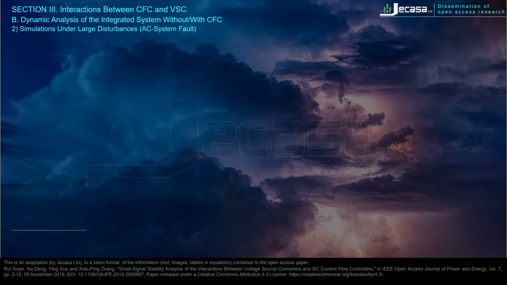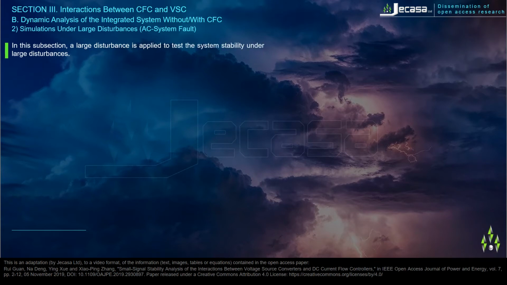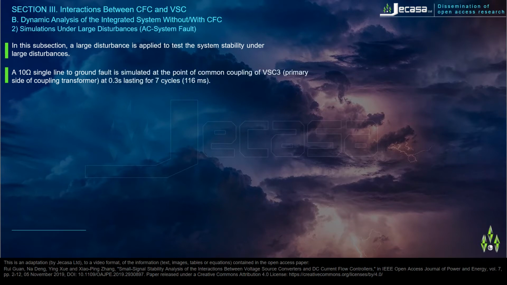2. Simulations under large disturbances, AC system fault. In this subsection, a large disturbance is applied to test the system stability under large disturbances. A 10 ohm single line to ground fault is simulated at the point of common coupling of VSC3, primary side of coupling transformer, at 0.3 seconds, lasting for 7 cycles, 116 milliseconds.